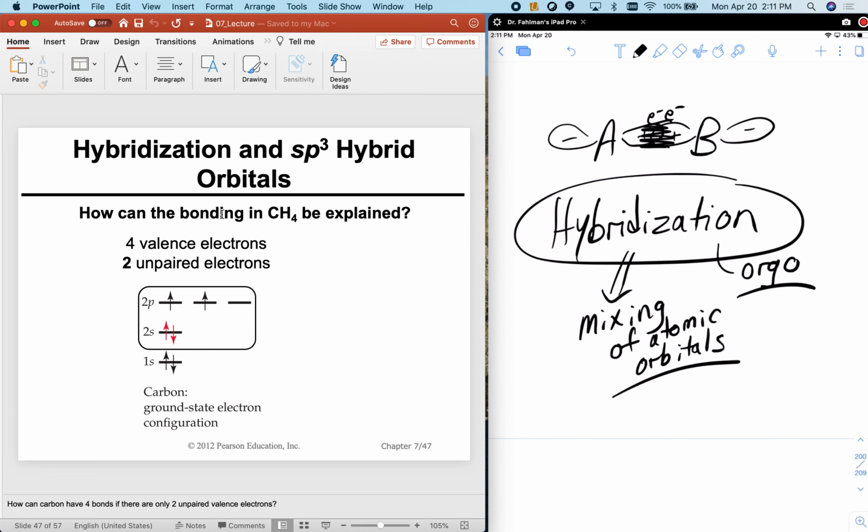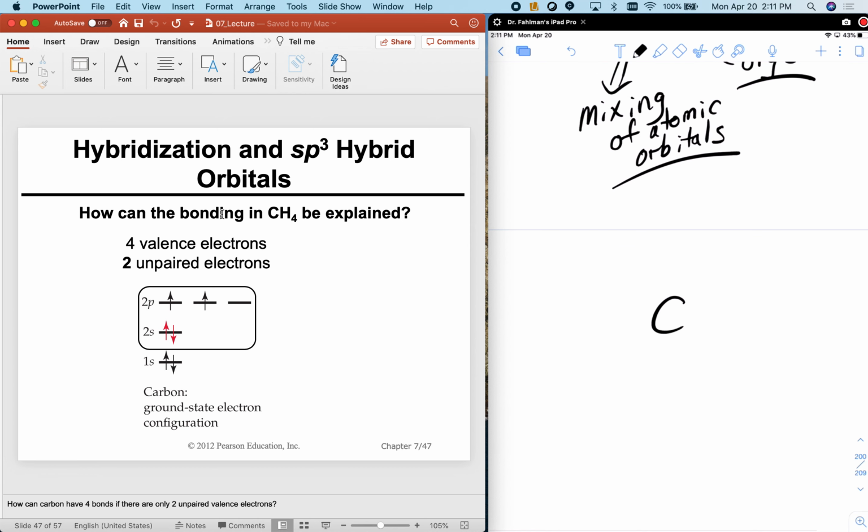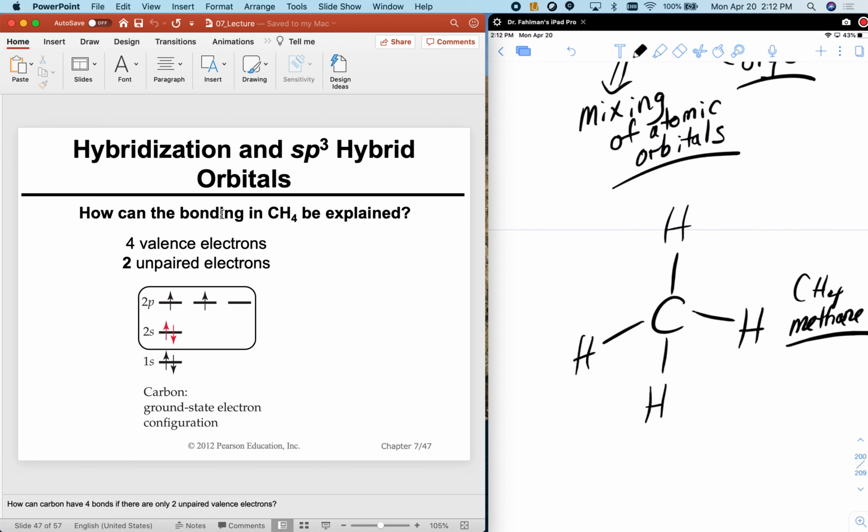So, for instance, if we look at methane, we know that this is a nice stable molecule. Its name is methane, natural gas. We know that this is stable because carbon has an octet. So that's happy. Hydrogen's surrounded by two electrons, so again, that's cool. But when we look at bonding, it's not really apparent.